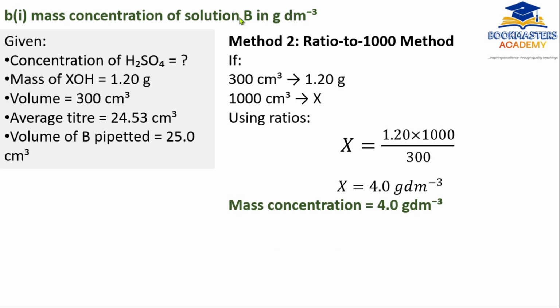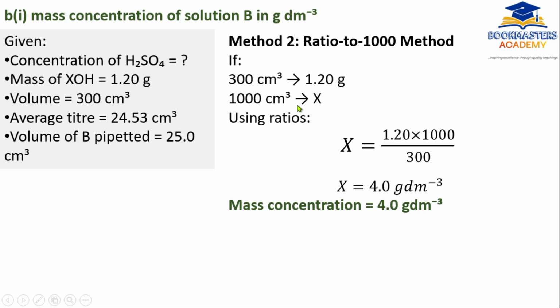Ratio method. Actually, I love using this method. This is the one I'm used to. And yeah, the other one is also easy as well. So you could try it out. Now for this one, remember in our question, we're actually given the question like this. Mass of XOH 1.2 in 300 cm³. That is to say, 300 cm³ contains 1.2.